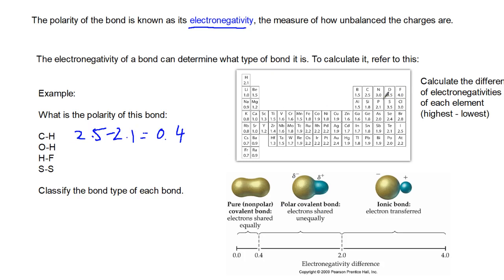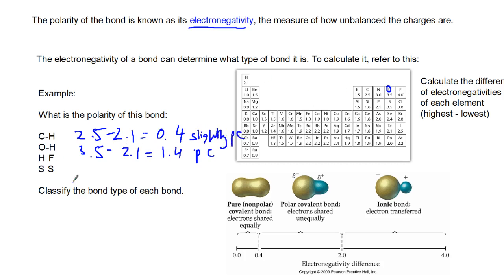Okay, but if we use OH, it says D here, but this is actually O, right? So boron, carbon, nitrogen, oxygen, fluorine, right? And then neon and sodium. But okay, so we'll have 3.5 minus 2.1, which is 1.4. This is likely polar covalent. So polar covalent. This is slightly polar covalent.